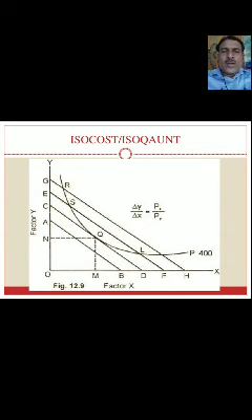At the same time, if the producer's income is declining or decreases, the new isocost line arises on the left side of the previous isocost line. That is enough. The length of the isocost line depends on the producer's budget.